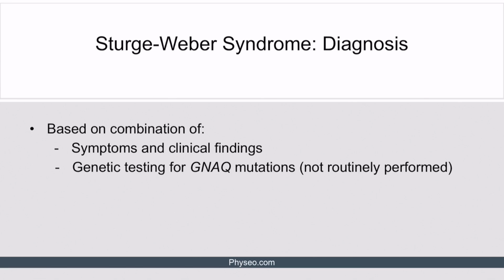Let's briefly review the diagnosis of Sturge-Weber syndrome. Diagnosis is based on a combination of the symptoms and clinical findings that we discussed on the previous slides, and genetic testing for the GNAQ mutations. However, genetic testing for GNAQ gene mutations is not routinely performed because, as we already mentioned, Sturge-Weber syndrome is due to somatic mosaicism. Therefore, one might not be able to detect a mutation in an obtained sample.